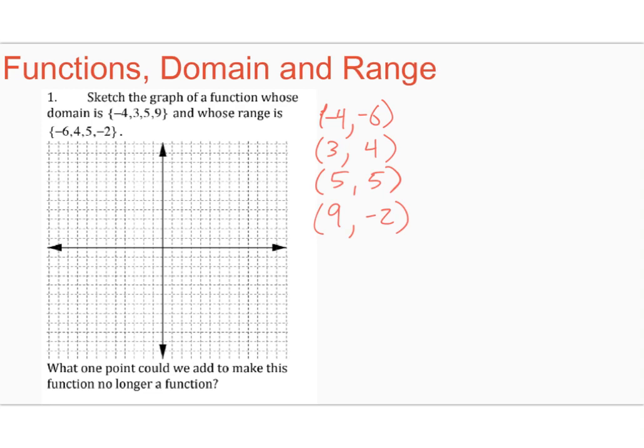So when I graph those, we've got -4, -6, we've got 3, 4, we've got 5, 5, and we've got 9, 2. Oops, sorry. Should be 9, -2. If I wanted to add 1 point to make this no longer a function, I could add something like this so that it fails the vertical line test.